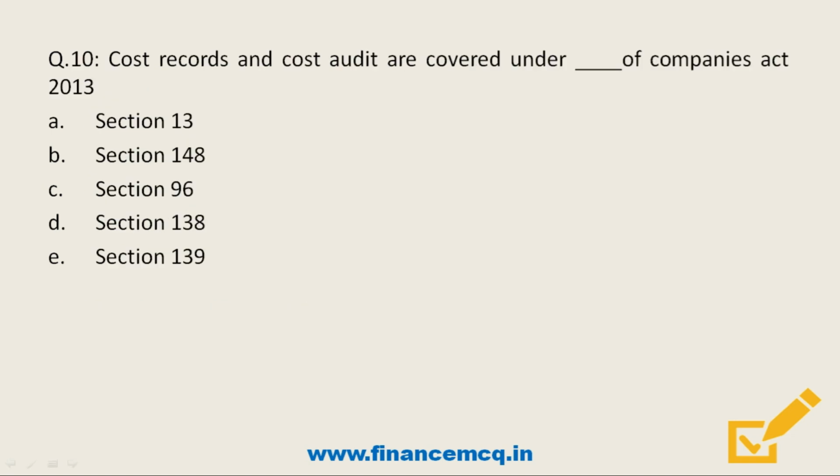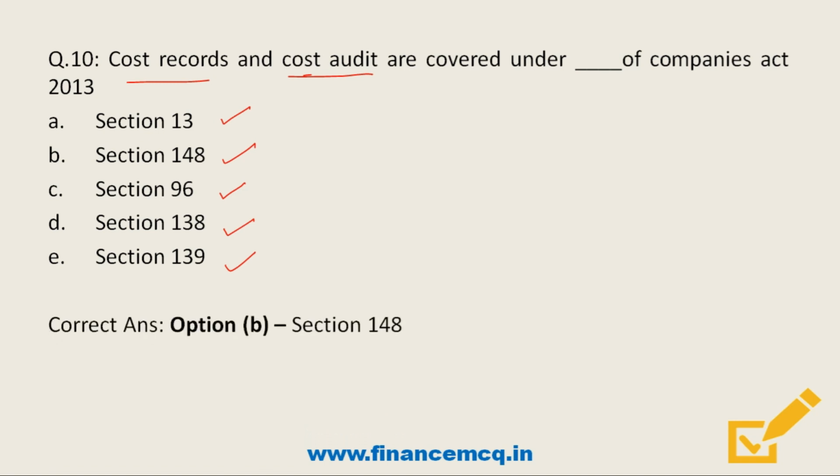Moving on. Friends, next question is from the law part. Here the question is cost records and cost audits are covered under dash of the Companies Act 2013. So friends, here the options are section 13, section 148, section 96, section 138 and section 139. So friends, remember that the provisions related to cost records and cost audits are covered under section 148 of the Companies Act 2013. Regarding the other sections, section 13 relates to alteration of memorandum, while section 96 relates to annual general meeting, section 138 relates to internal audit, while section 139 relates to appointment of auditors.